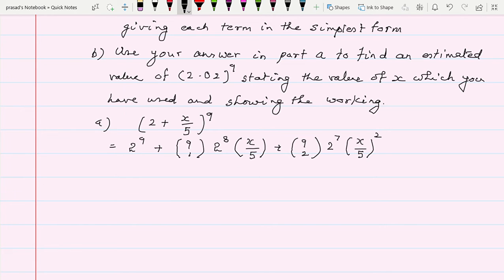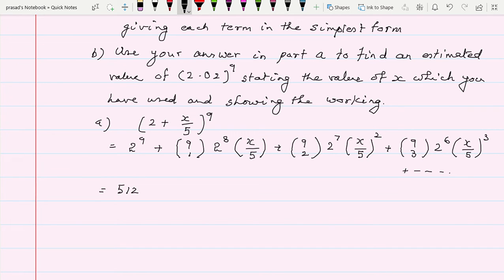Then 9c3. Now what will be 2's power here? 2 to power 6. And x upon 5, what will be the power? 3. And so on. Okay. So 2 to power 9 will be 512.